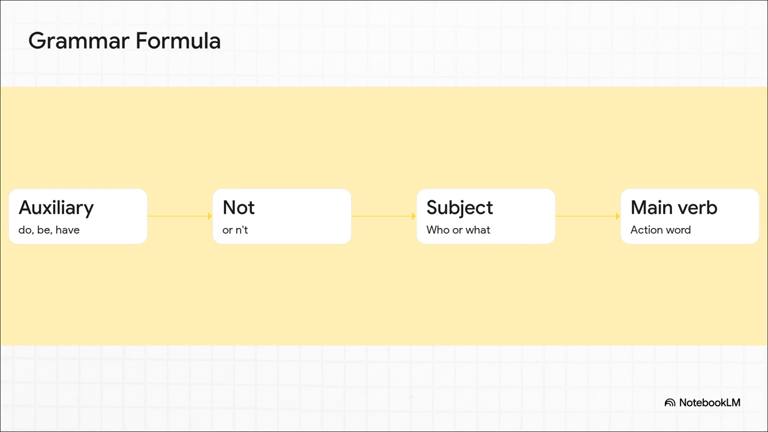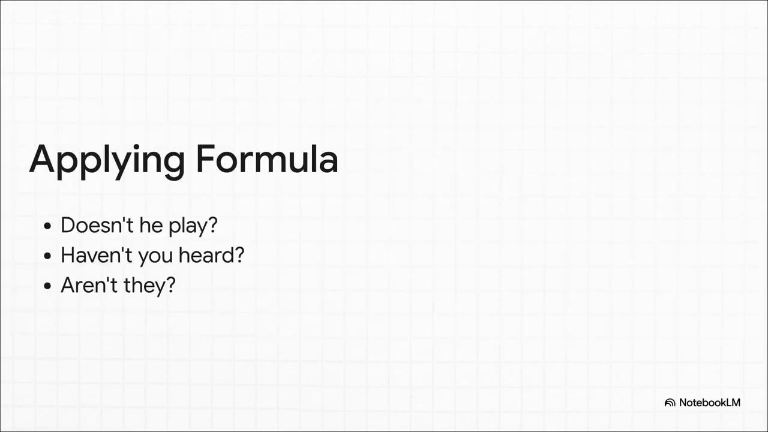It works like a well-oiled machine. Let's see that formula in action, shall we? Doesn't he play the guitar? We've got our auxiliary does plus n't, subject he, verb play. Haven't you heard about that? Auxiliary have plus n't, subject you, verb heard.